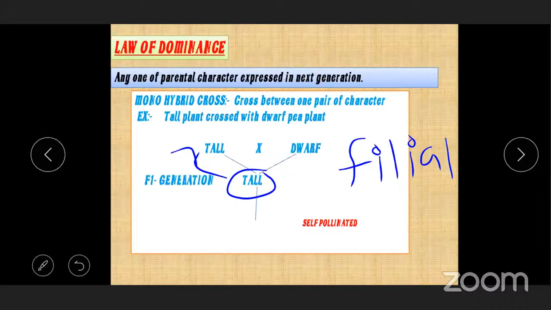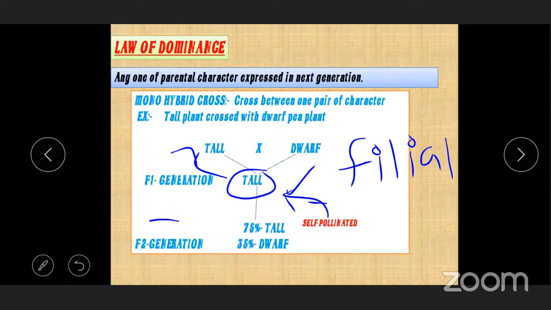The law of dominance means in the next generation, either tall or dwarf, any one of the parental characters, will be produced. Here, tall will be produced. That is the F1 generation. He self-pollinated the tall plants, so second generation plants will be produced. That is known as the F2 generation, which means second filial generation.